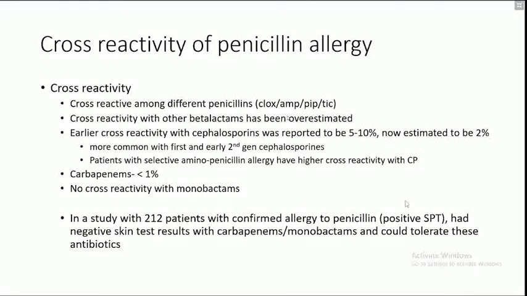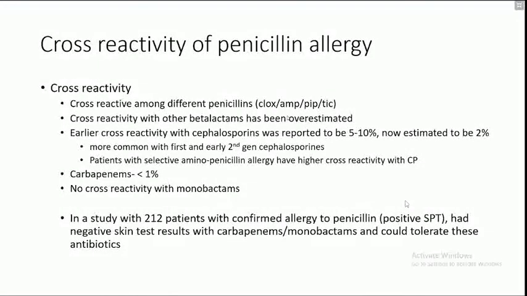And this is mainly for the first generation cephalosporins and some early second generation cephalosporins. So if you have a patient with penicillin allergy, you have to avoid first generation and second generation cephalosporins. And this is especially common with patients who have selective aminopenicillin allergy. If they are allergic to aminopenicillins like amoxicillin, you have to avoid first generation and second generation cephalosporins. And the cross-reactivity with carbapenems is negligible, less than 1%, and there is no cross-reactivity with monobactams.